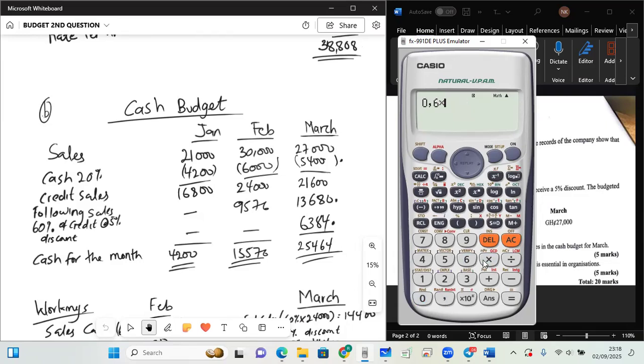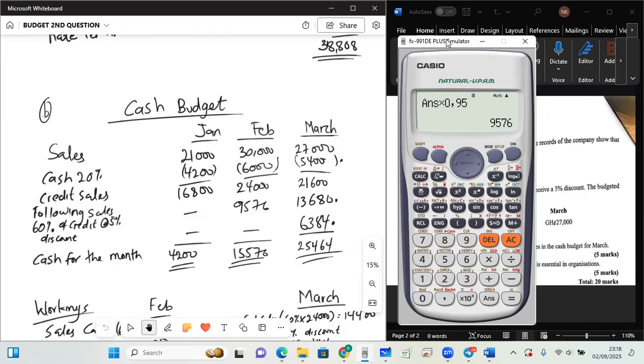So that's the same thing for this one as well. 60% times 16,800. And this is the full one. Now we multiply it by 0.95, which is taking the discount out. We're going to get 9,576. That's what we are seeing here, right?